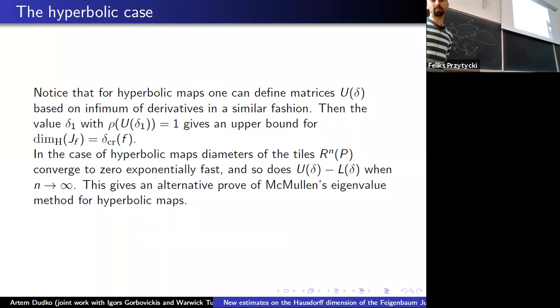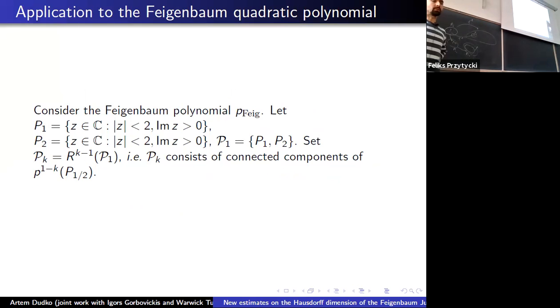Now for Feigenbaum maps, we cannot define similarly a matrix U of delta, for an obvious reason. We have 0 in the Julia set, and there will always be tiles which contain 0, maybe on the boundary, and so the infimum of derivatives will be 0. We cannot raise to the power minus delta, so we cannot construct the matrix in a similar way to obtain an estimate from above. Now let me explain what we do for Feigenbaum quadratic polynomials.